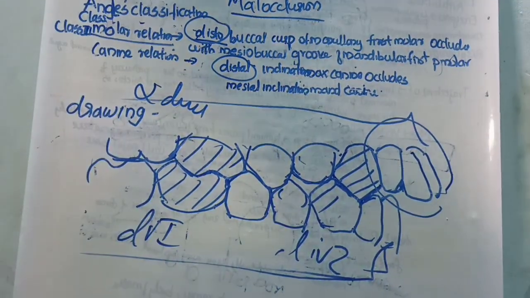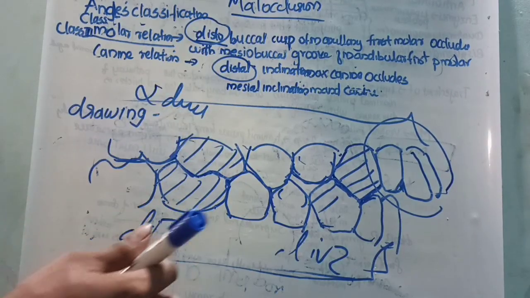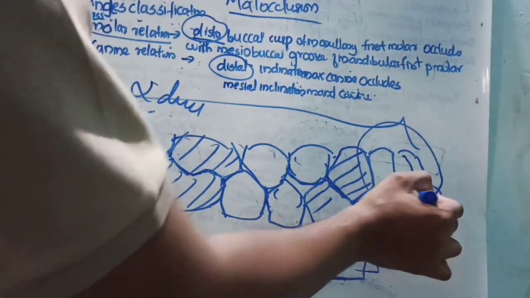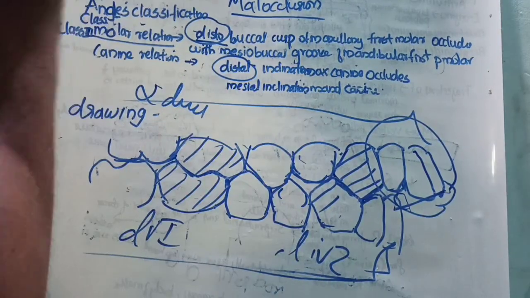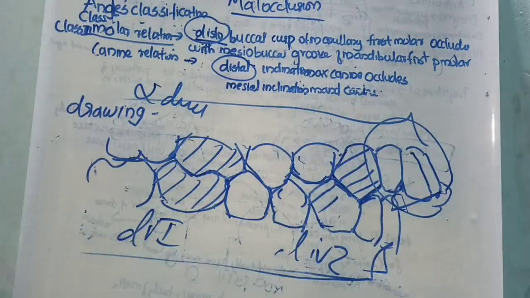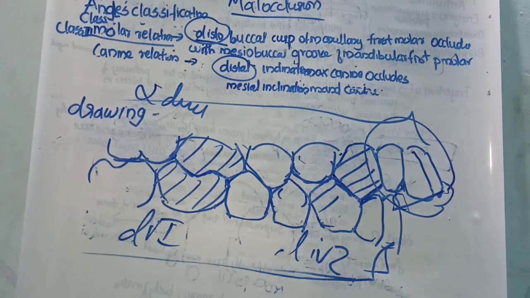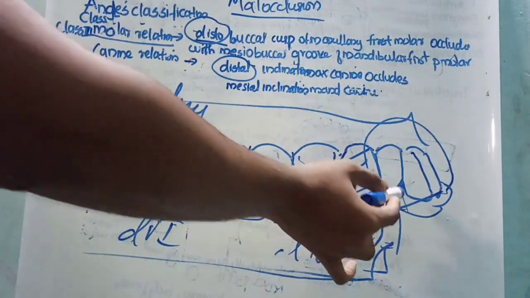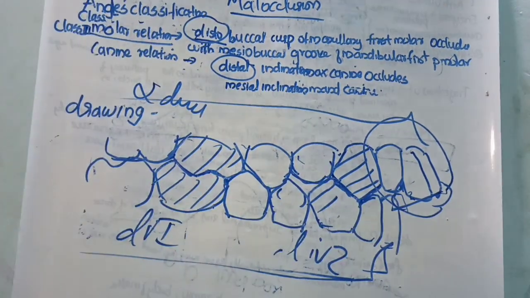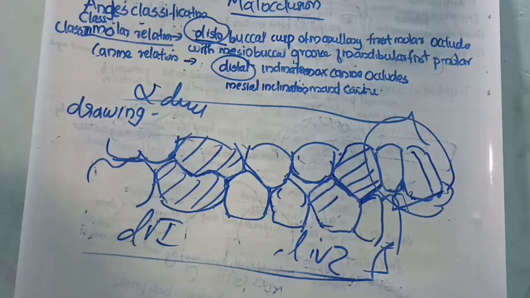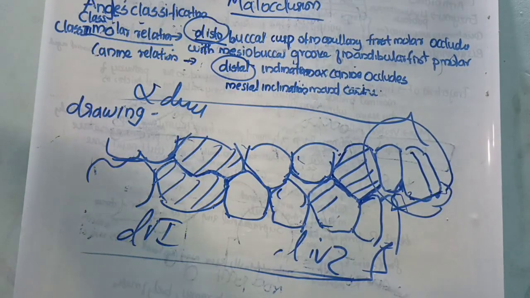In division 1 there is a proclination of the maxillary incisors, and that's why a deep bite is possible. This picture is especially for division 1, where there is a V-shaped maxilla and an exaggerated curve of Spee. In division 2 there is no proclination of the maxillary incisors. A square arch shape is possible, the curve of Spee is exaggerated, and a crossbite is also present.